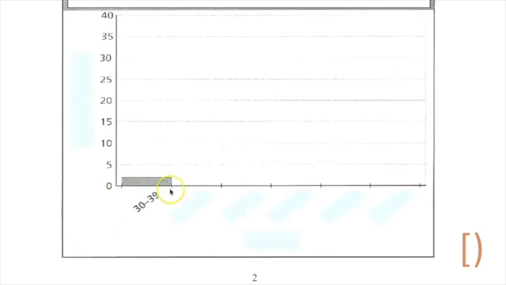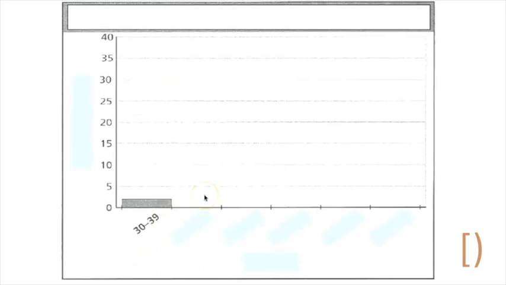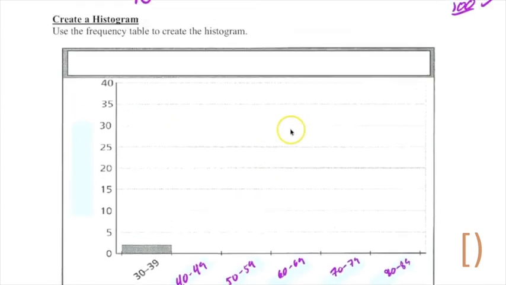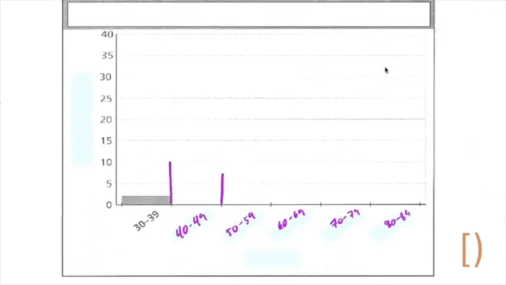We have 30 to 39, and that had 2. The next we're going to go 40 to 49, 50 to 59, 60 to 69, 70 to 79, and 80 to 89. For 40 to 49, that was 10. We're going to go all the way up to 10. Fill that out real quick. Okay, that's 10. This was 2. 50 to 59, that was 30. So we're going to go all the way up to 30.